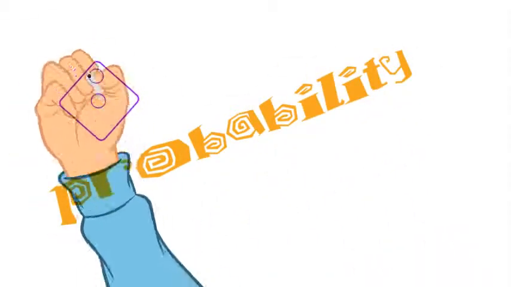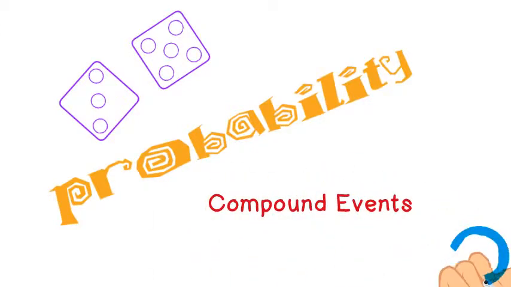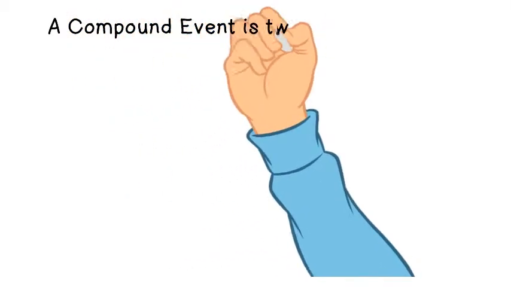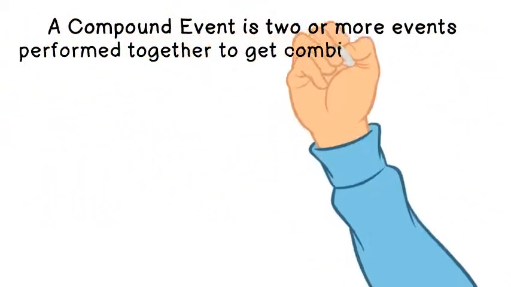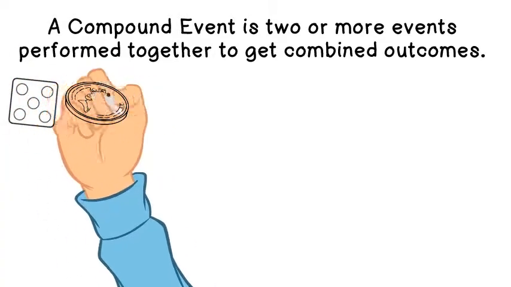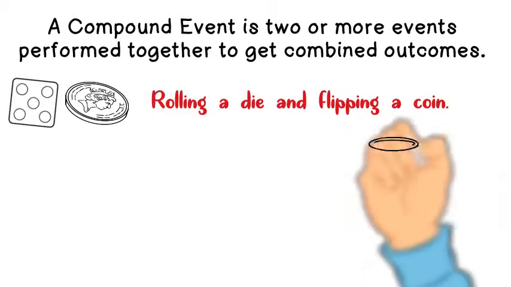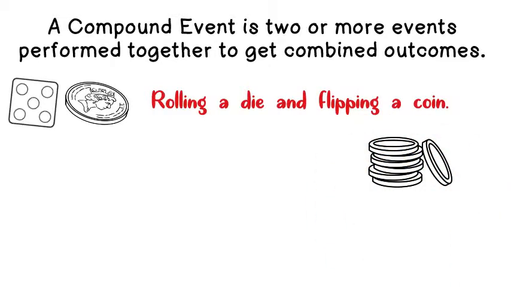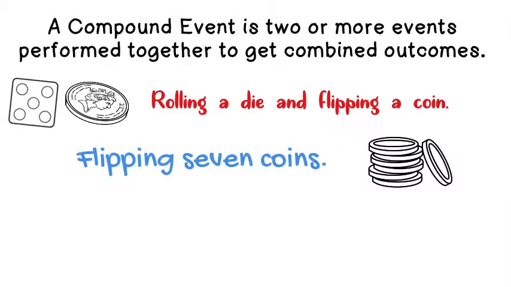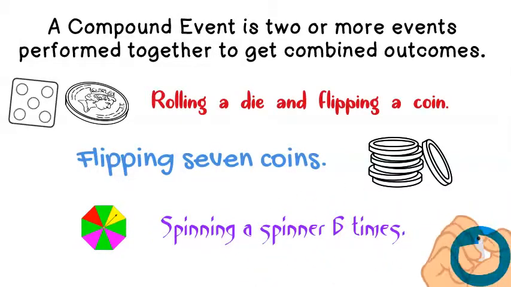In this video, we're going to talk about probability and compound events. A compound event is two or more events performed together to get combined outcomes. For example, rolling a die and flipping a coin, flipping 7 coins, or spinning a spinner 6 times are all examples of compound events.